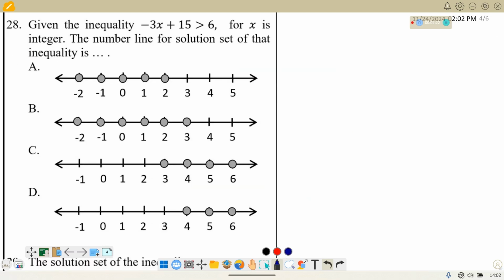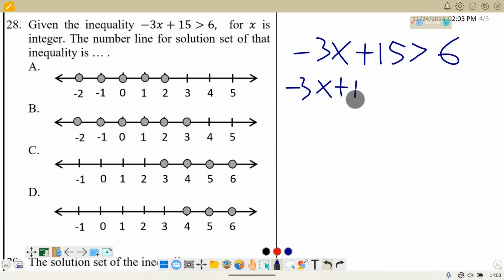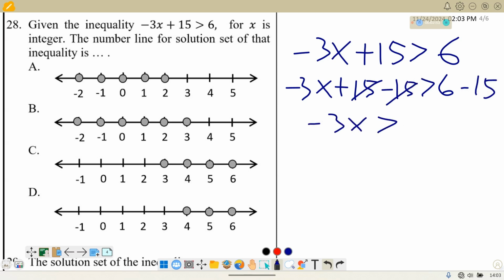Given the inequality -3x + 15 > 6 for x integers, the number line for the solution set of that inequality is, it's so easy. -3x + 15 > 6. So we're going to cancel 15 first. -3x + 15 - 15 > 6 - 15. And then here you have -3x > 6 - 15, which equals -9.